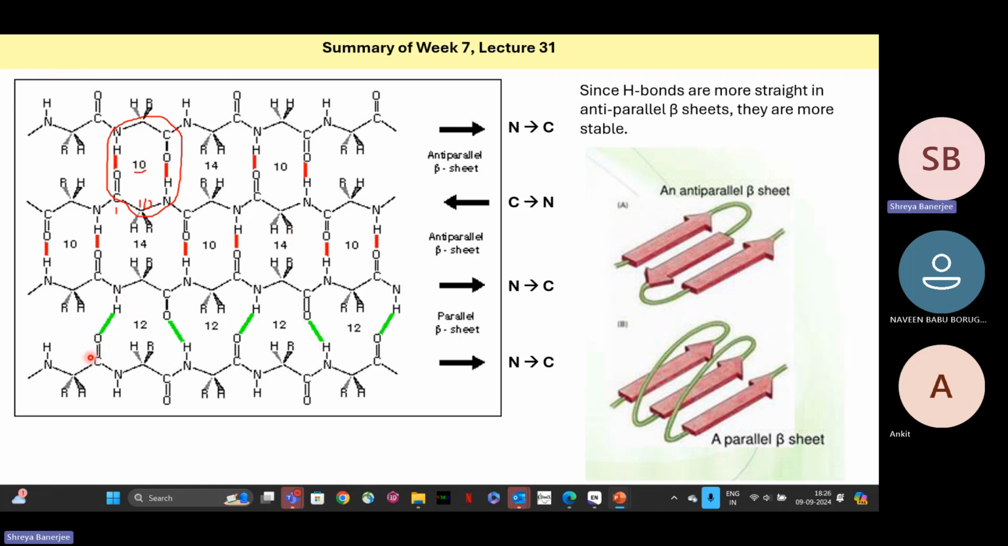In parallel beta sheet, on the other hand, if we count the number of atoms starting from O, it is 1, 2, 3, 4, 5, 6, 7, 8, 9, 10, 11, and 12. So a 12-membered cyclic structure is formed, and you can see it is uniform everywhere. So all the cyclic structures formed in the parallel beta sheet are 12-membered. So that is another difference. And this is all about the beta sheet.